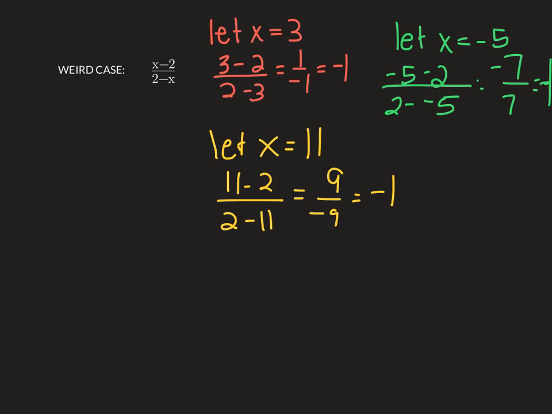So keep in mind, x minus 2 and 2 minus x are not the same factor, but they are equivalent to negative 1. So I can reduce that to be a factor of negative 1. Okay, keep that in mind. That's the only weird, or one of the weird cases that we could come across.